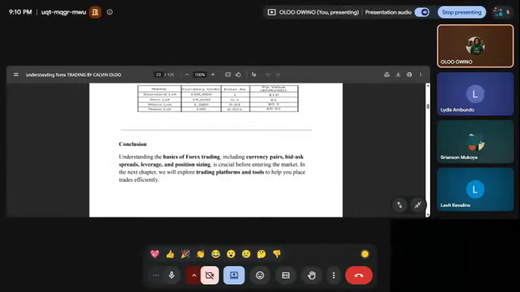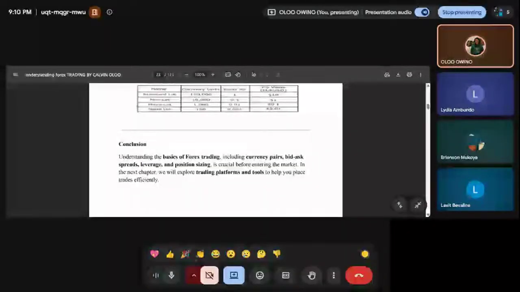Now, conclusion. Understanding trading, including currency pairs, bid, ask, spread, leverage, and position sizing, is crucial before entering the market. So in the next chapter, we're going to look at trading platforms and tools.